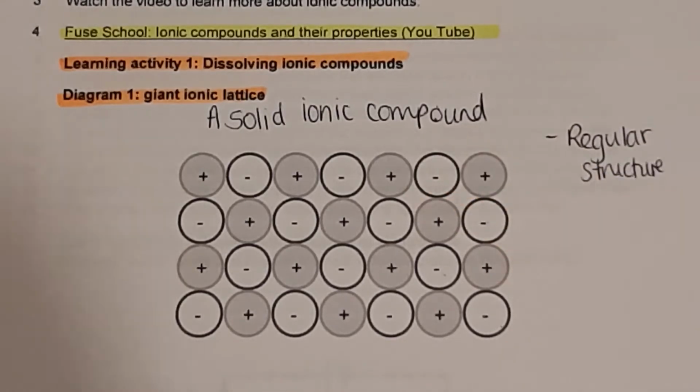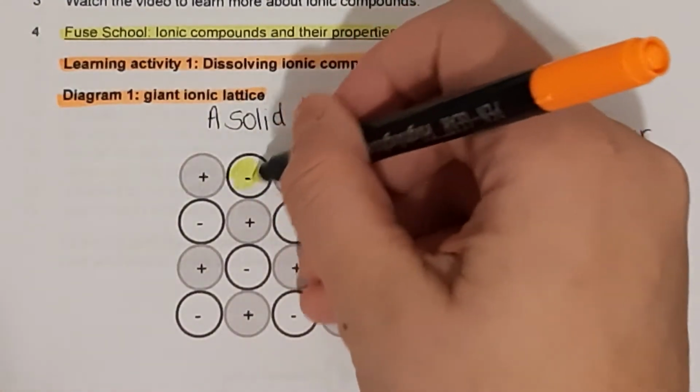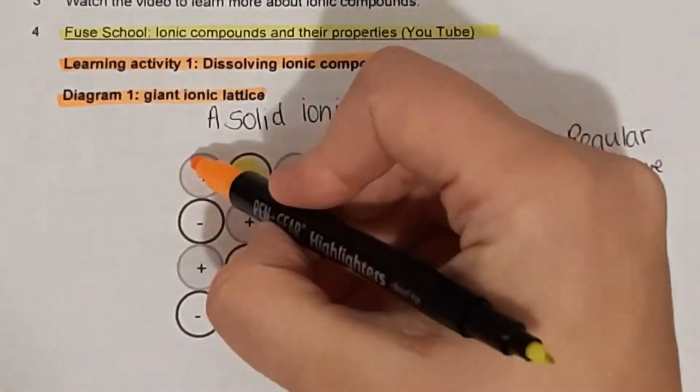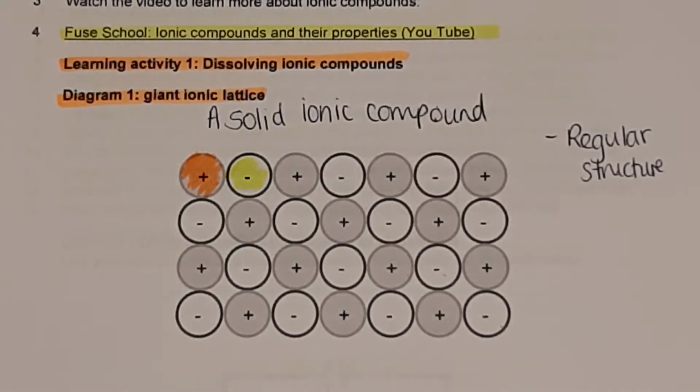Sometimes when I do this, I colour in all of the particles that are negatively charged in one colour and all of the positively charged particles in another colour, and that can help you see the arrangement. Now I'm not going to do that. If you want to, you can.